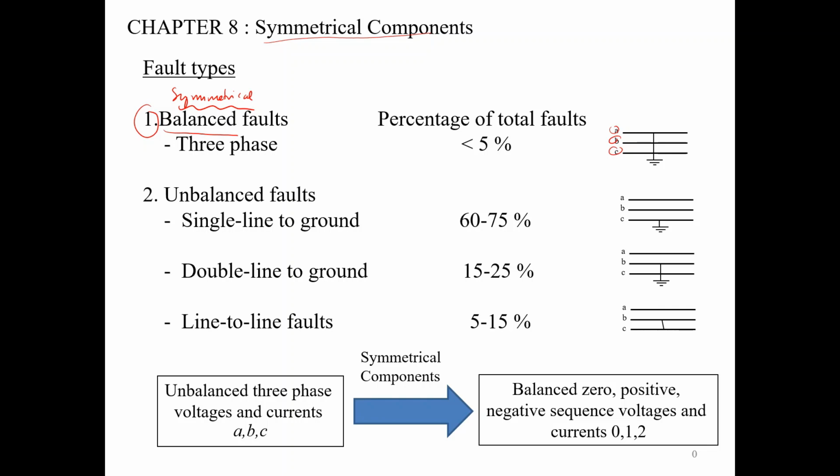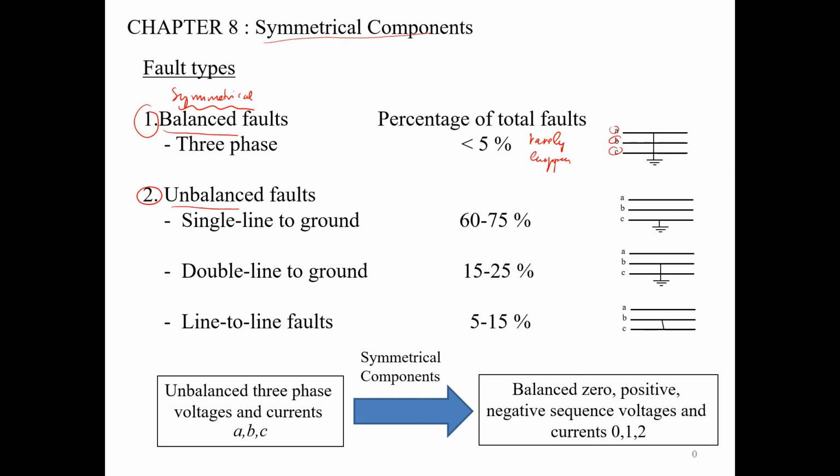If we gather the statistics or the number of occurrence, the total number of three-phase faults is less than 5%. So it rarely happens. This is the key. The types of fault that normally occur in power systems are the unbalanced faults. Basically, the unbalanced fault is the fault where the disturbance of the three phases is not the same.